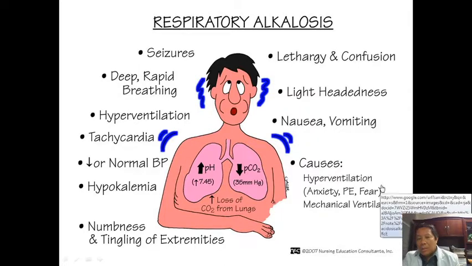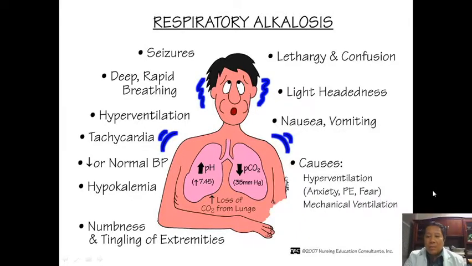So possible causes of respiratory alkalosis: any condition that causes hyperventilation, anxiety, fear, extreme emotions, anger. Pulmonary embolism in the initial stage can cause hyperventilation, because if the patient is not getting enough oxygen, the tendency is to breathe faster, causing elimination of more carbon dioxide.